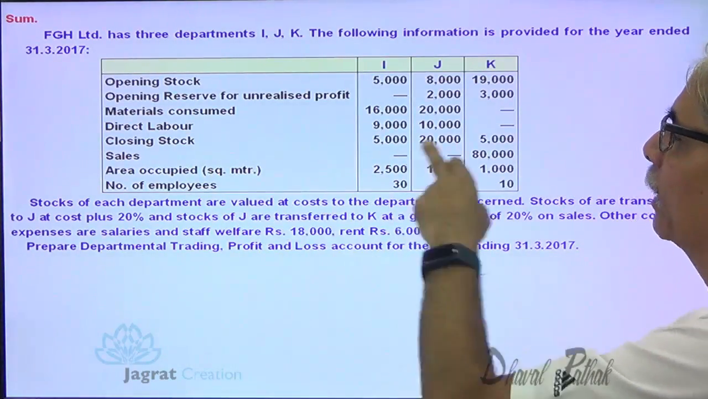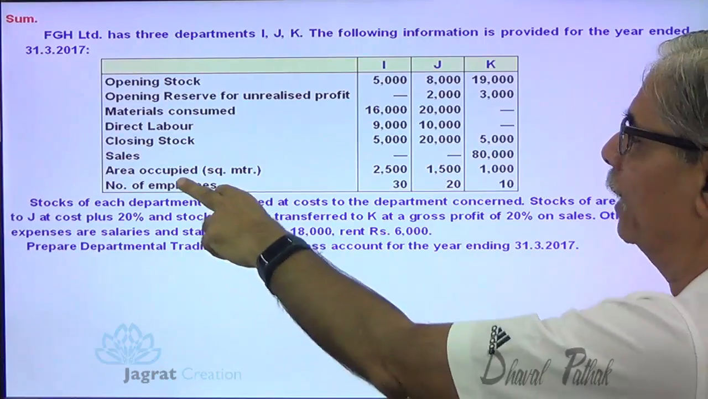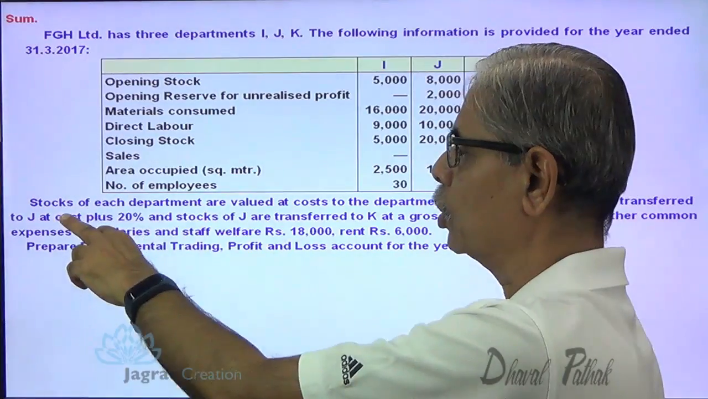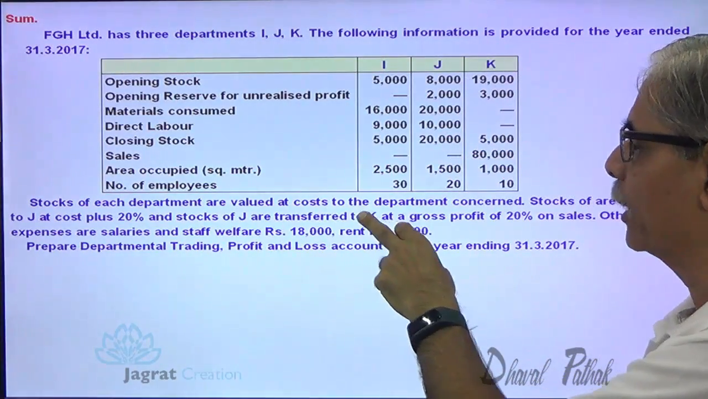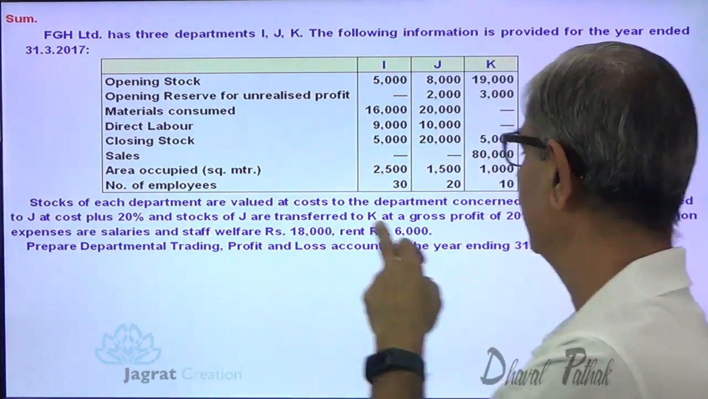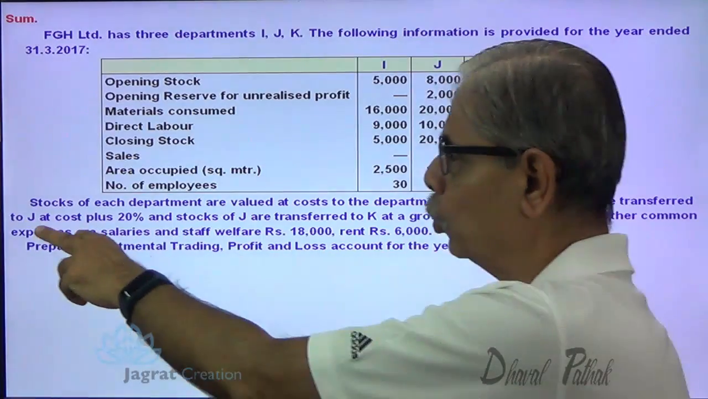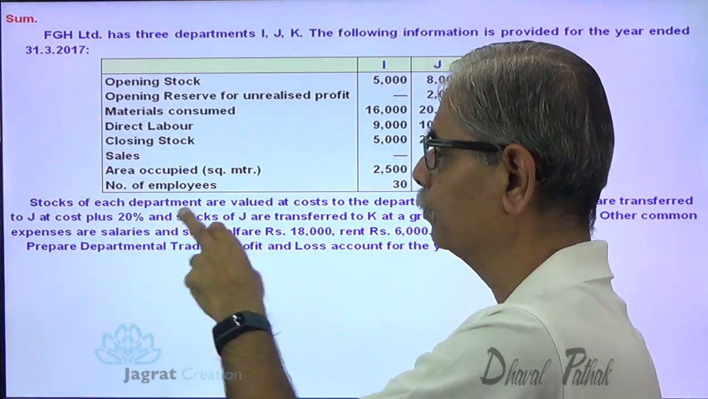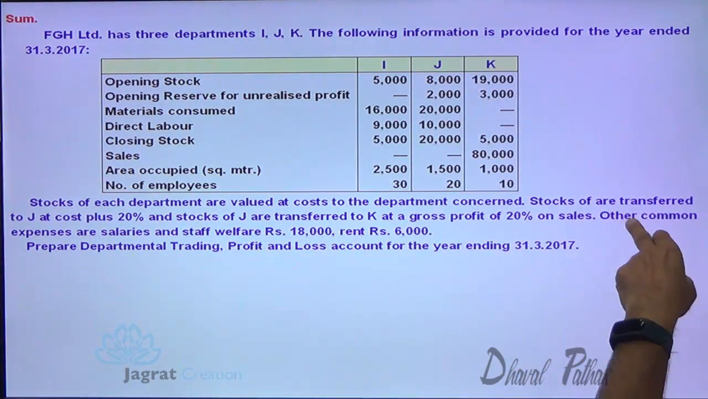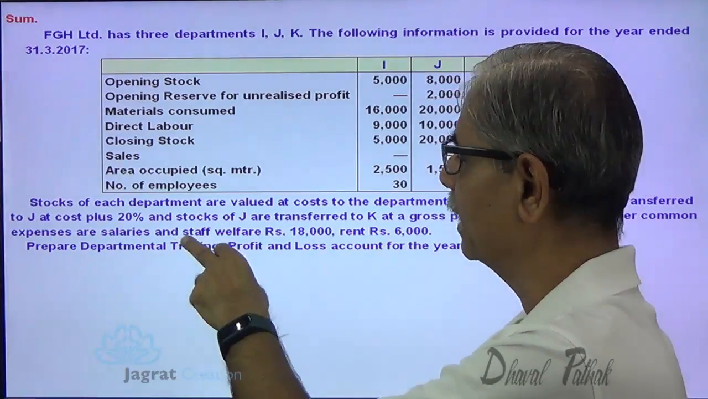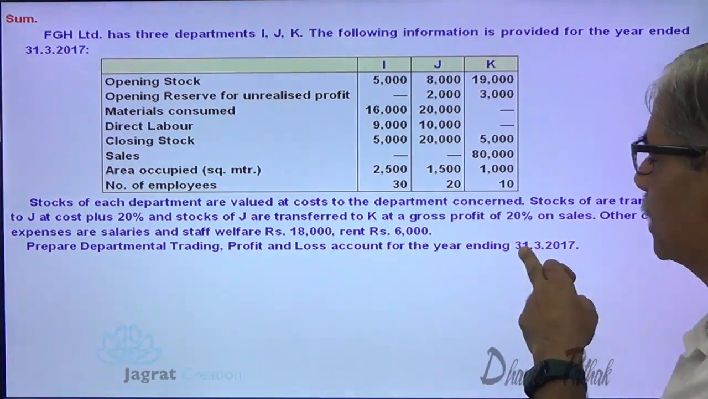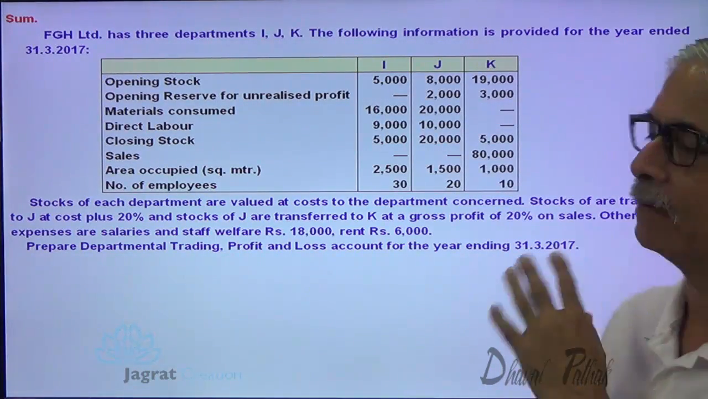Material consumed, direct labor, closing stock, sales, area occupied in square meters, number of employees 30, 20, 10. Stocks of each department are valued at cost to the department concerned. Stocks are transferred to J at cost plus 20%, and stocks of J are transferred to K at a gross profit of 20% on sales. Other common expenses: salaries and staff welfare 18,000 and 6,000. Prepare departmental trading and profit and loss account for the year ended on 31st of March 2017.